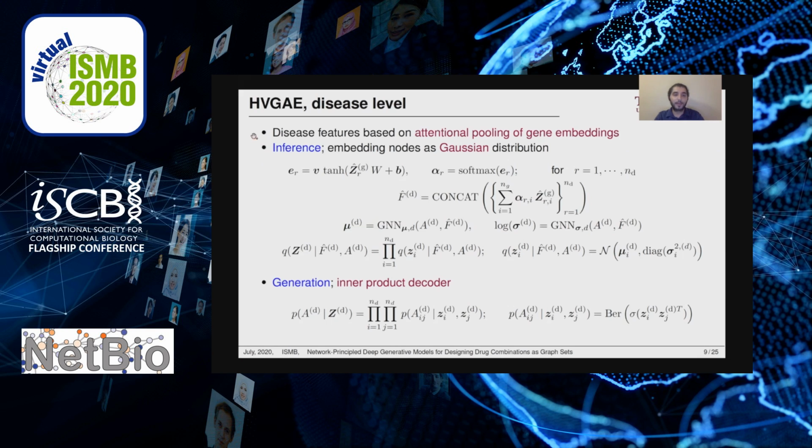Once we calculated the embedding or stochastic representation of the genes, based on attentional pooling, we will find out the weight or contribution of each gene. Based on the embedding and the contribution, we will calculate the intermediate feature for each disease. And again, through a variational graph autoencoder and based on the assumption of Gaussian distribution for each disease, we will try to represent them stochastically as ZD. And once we find out ZD, again based on inner product, we will find out the relationship between them. So if two diseases are similar to each other, there should be an edge between them. If not, there should not be.